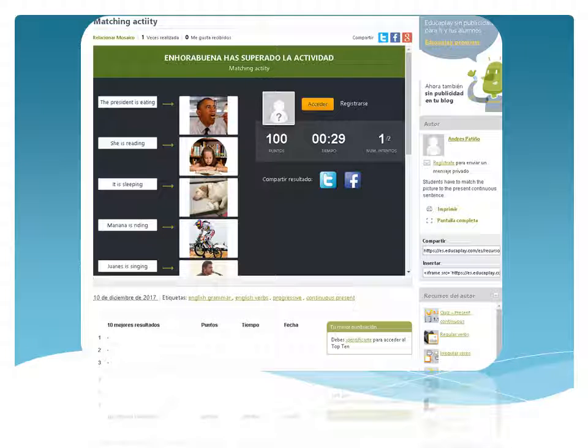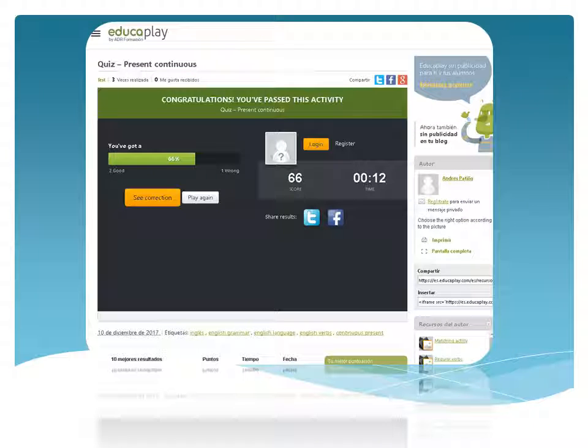So you can see here the score. For example, in this activity you get 100 points because all the answers were right. Now, this is the quiz. Basically, you had to answer 3 questions. So if you got a score of 66 out of 100, it's because you made one mistake. Of course, the quiz is telling you here, congratulations, you've passed this activity, because I have designed the activity to pass when you get at least 60 points.